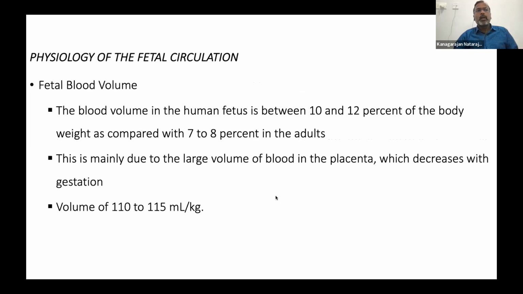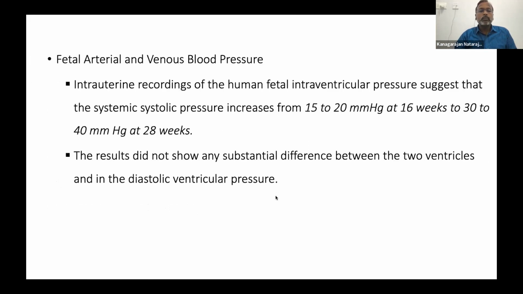Now coming to certain physiology, that is what is the blood volume, and how it is distributed among the organs. Fetal blood volume is as much as 110 to 115 ml per kg. So the blood volume in the fetus is between 10 to 12% of the body weight compared to 7 to 8% in the adult. Now at term or at 28 weeks, the fetal blood pressure rises to almost 30 to 40 millimeters of mercury, and there is no change in the left ventricular or right ventricular pressures, even the diastolic ventricular pressures.